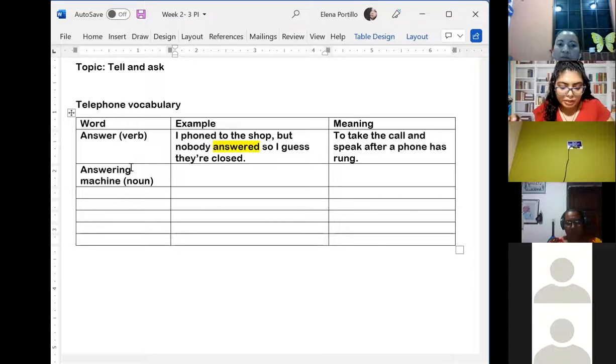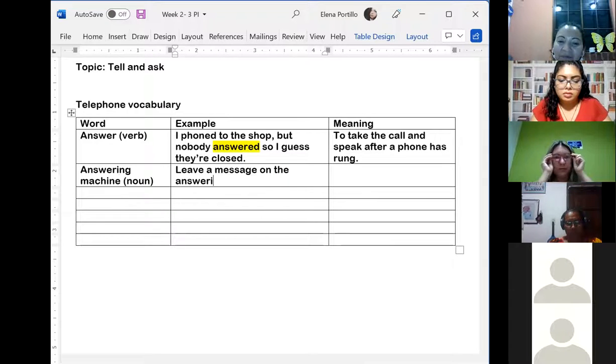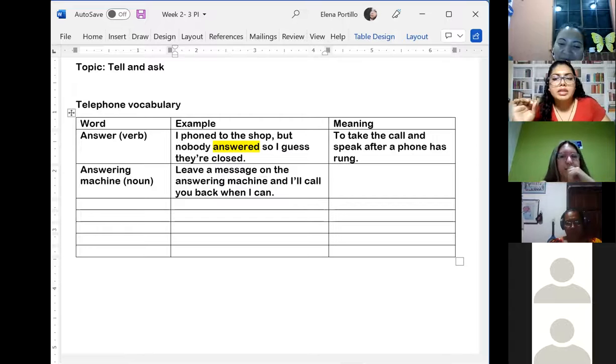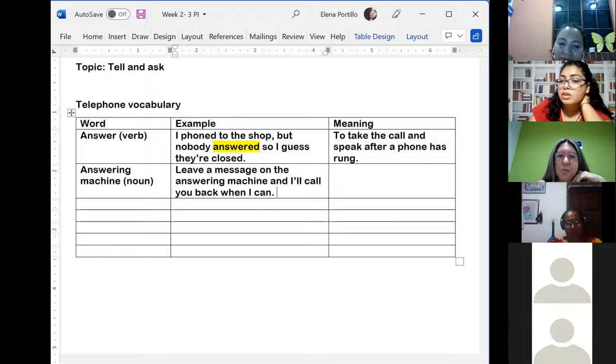Leave a message on the answering machine and I will call you back when I can. This is a typical message that people have on the phones when they cannot answer the call. So in this case, the answering machine is la contestadora. So we have the example, leave a message on the answering machine and I will call you back when I can.